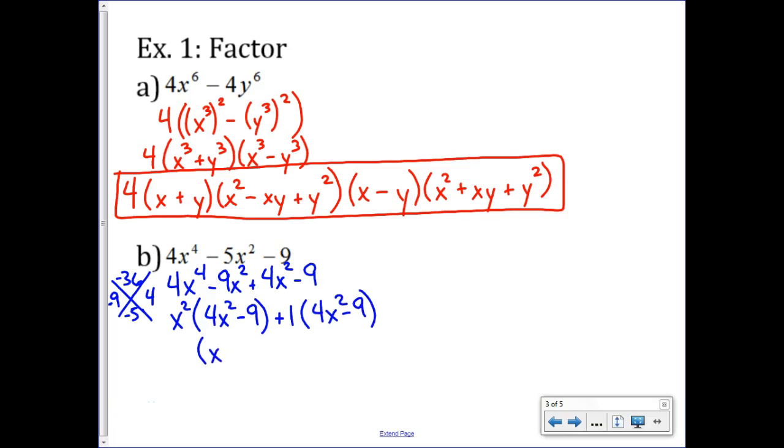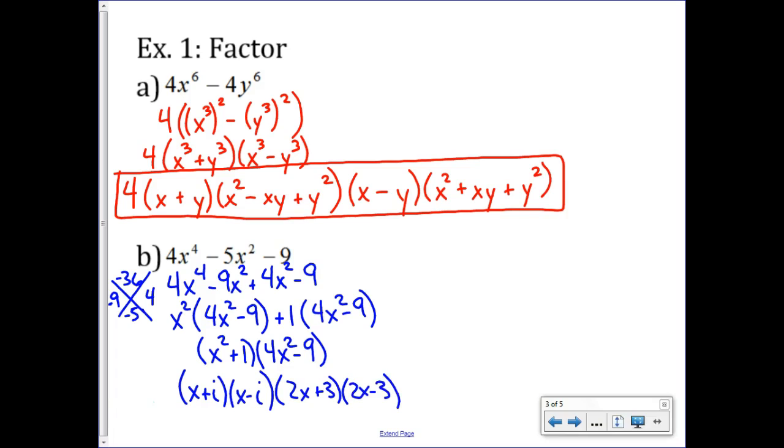So then I have x squared plus 1, and I have 4x squared minus 9. That x squared plus 1, if we're okay factoring over non-reals, that's a sum of 2 squares, so that's x plus 1i and x minus 1i. And we have a difference of 2 squares here, so that's 2x plus 3 and 2x minus 3. So there's our final factored answer from our original expression.